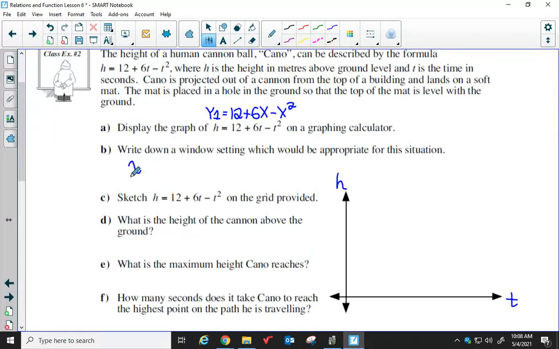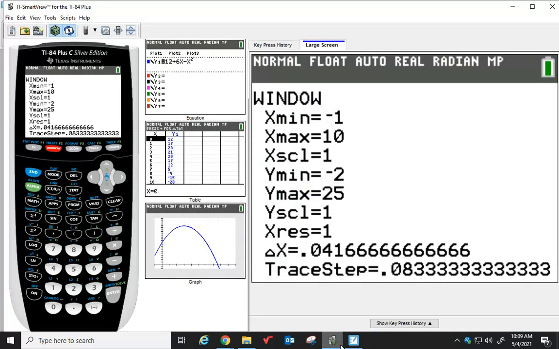I'll just write down those window settings. So x was, okay, -1 was my minimum time value. 10 was the maximum one. And then 1 was the scaling. And then y was, I think I went from -2 to 25. And I went up by 1.